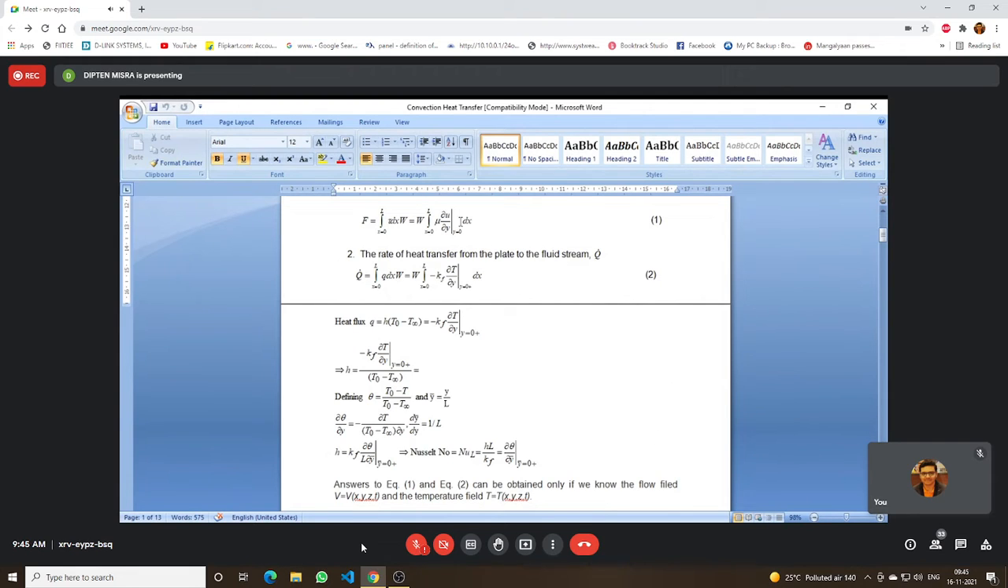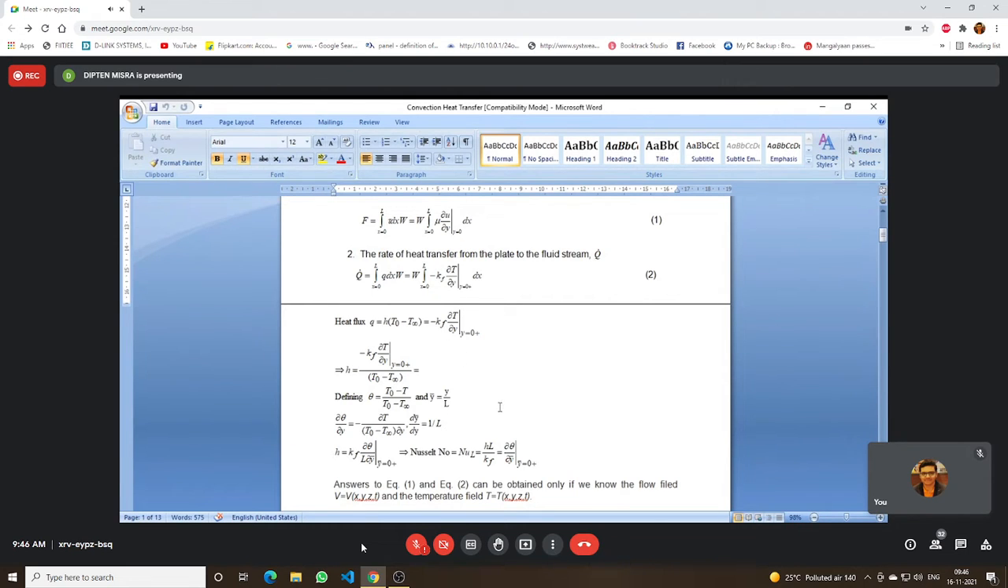Now, to know this temperature gradient and velocity gradient, we require to know how U varies with x, y and how T varies with x, y. Once we know how U varies with x, y, then only we'll be able to find out del U del Y at Y equal to 0 at each and every x. And then we'll be able to integrate this over the entire stretch of x. Similarly, if we know how T varies with y and x, then only we'll be able to find out the heat transfer rate over the entire plate.